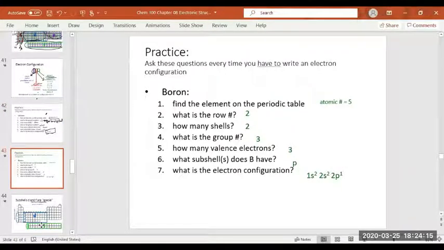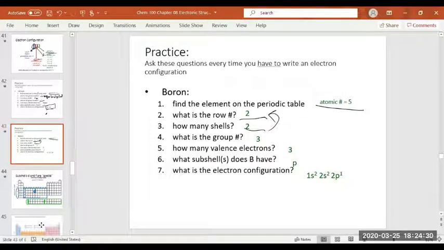Boron has atomic number 5. Which row? It is in 2. How many shells? It is also 2, because it equals the number of the row. Which group? It is in group 3. You can check it in your periodic table. How many valence electrons? The number of valence electrons equals the number of the group, so it will be 3. What subshell does B have? It is the P orbital, and the electron configuration is 1s2, 2s2, 2p1.